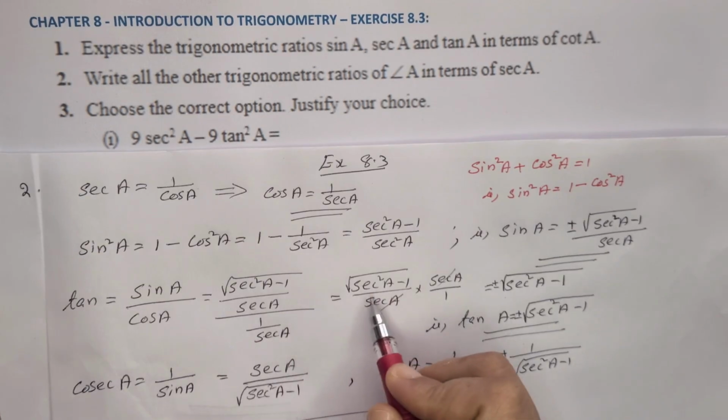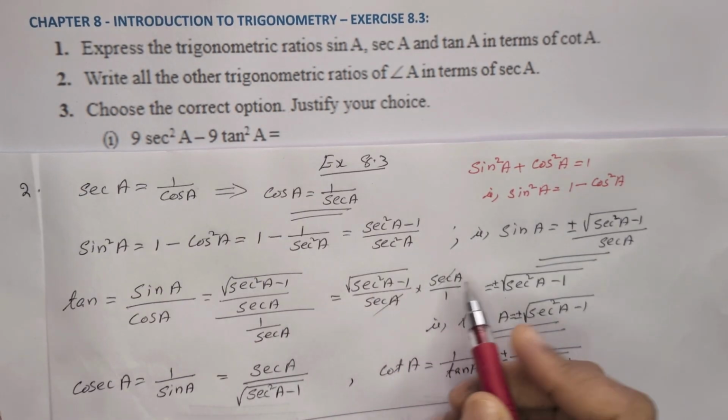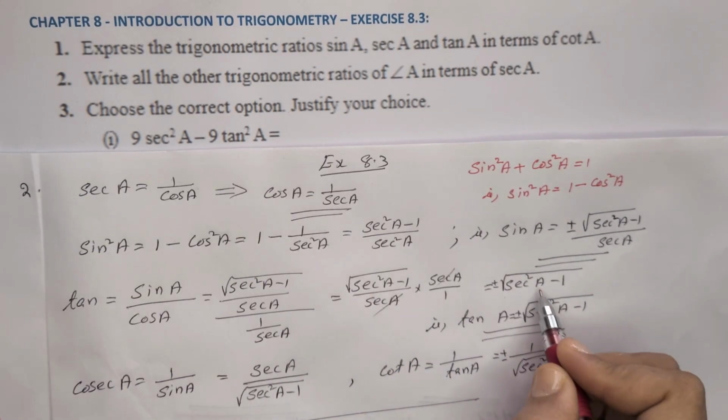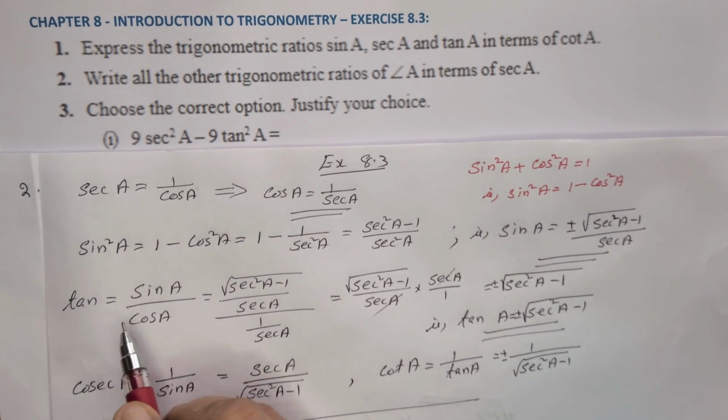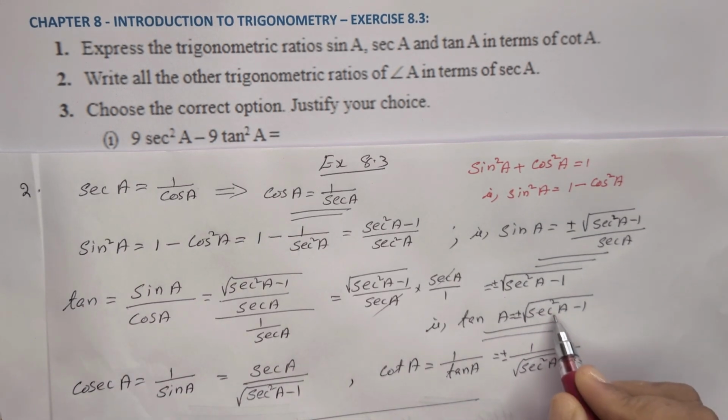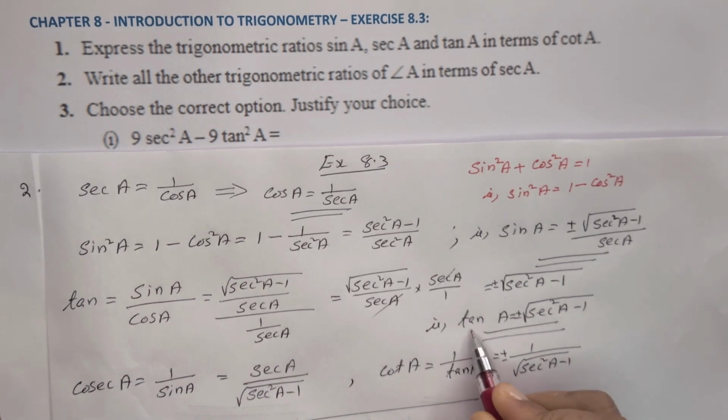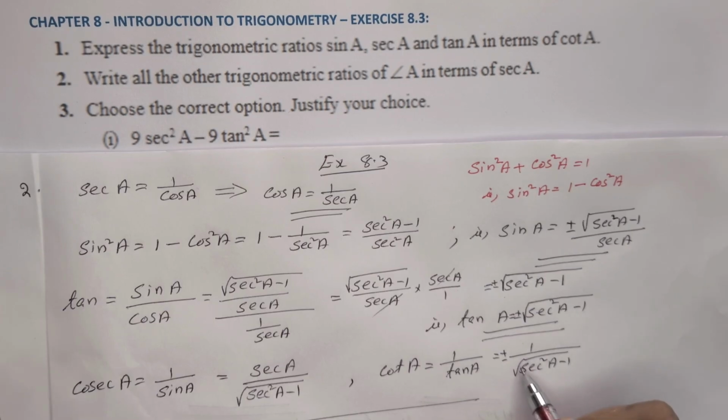Now here the root sign is there. So root of sec square A minus 1, which is equal to root of sec square A minus 1. That means tan A is equal to root of sec square A minus 1. If we know tan A, then we can write cot A. Cot A means 1 by tan A. So the reciprocal of that is 1 by root of sec square A minus 1.